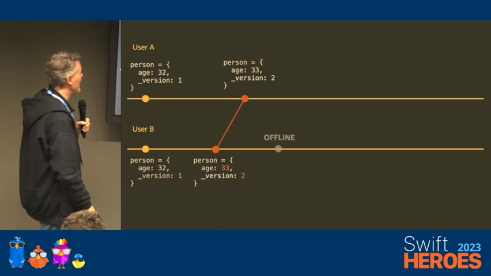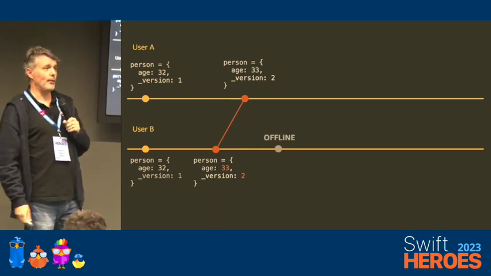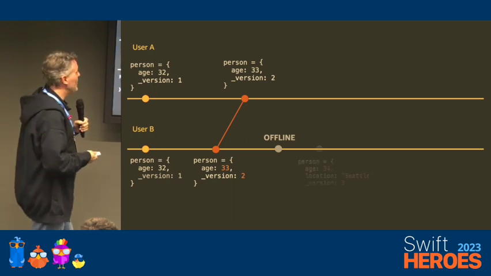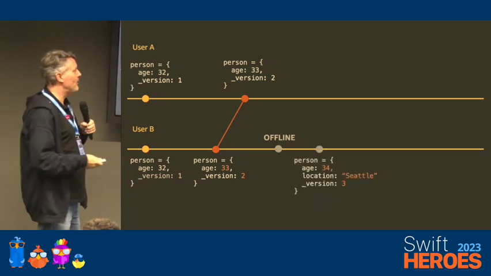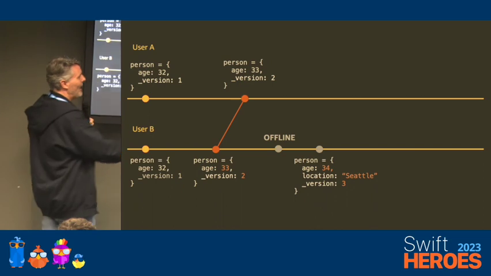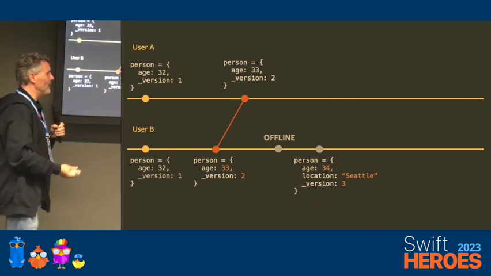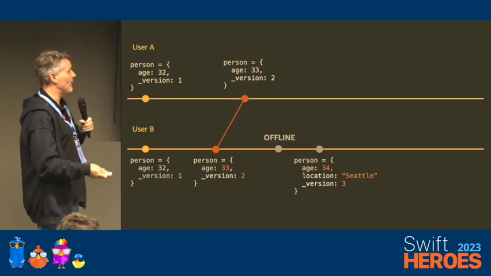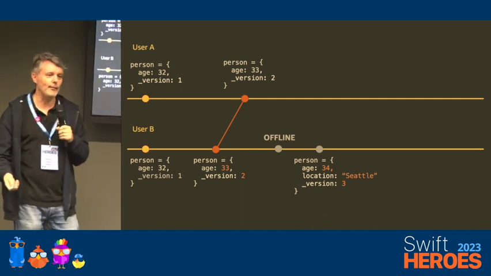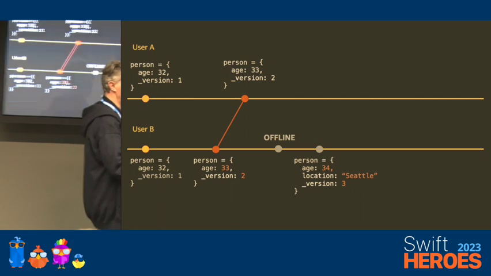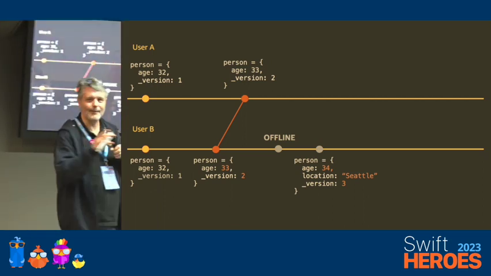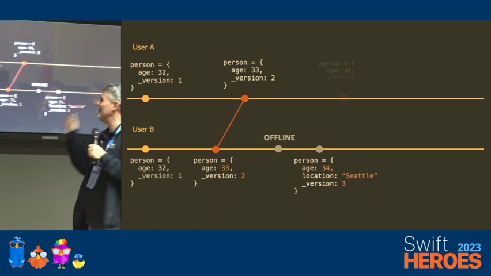Everything is synchronized. But at some point, user B goes offline. Oops, he's in a tunnel, in a train. And of course, user B continues to use the app. He doesn't even realize he's offline. He's changing the person. Now the age is 34. He adds a property. Location is Seattle. And local version is 3, but the user is offline. So that local version is not propagated right now to the database. Do I still have everybody with me? Okay, I see you nodding.